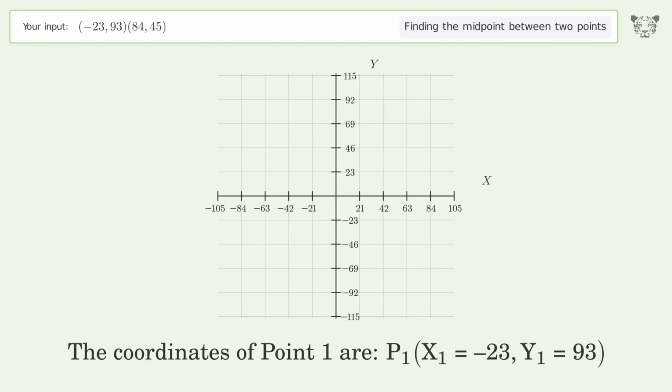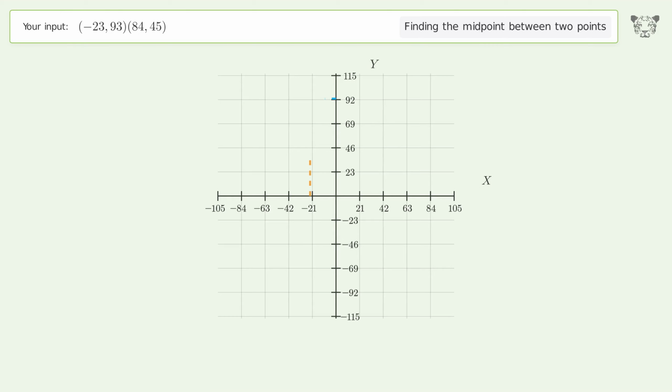The coordinates of point 1 are, x1 equals -23, y1 equals 93. The coordinates of point 2 are, x2 equals 84, y2 equals 45. PM represents the midpoint of the 2 points.